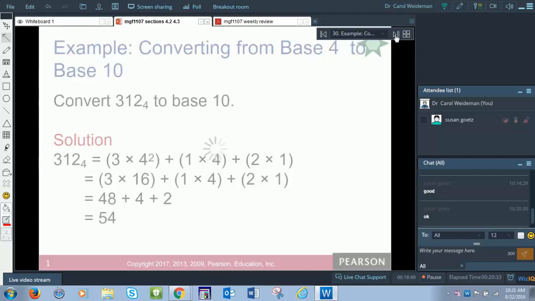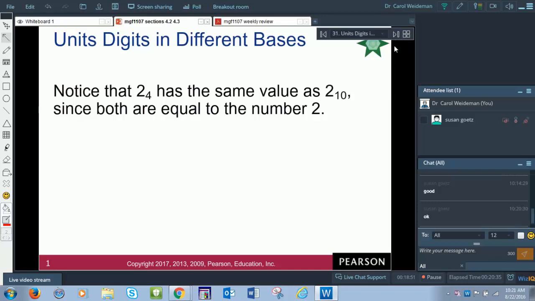Oh, and just something to observe too. If you have a number that's less than the base, in other words, 2 base 4 has the same value as 2 base 10 because they're both equal to the number 2.